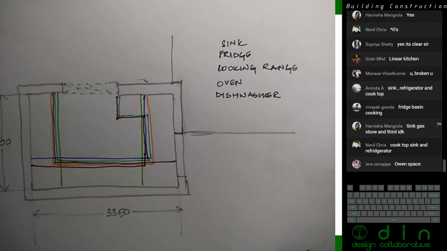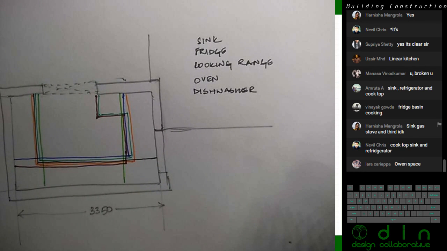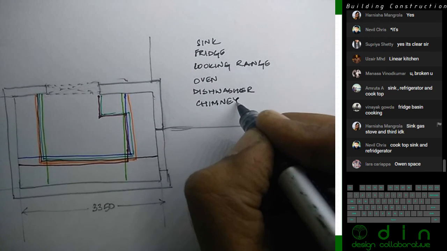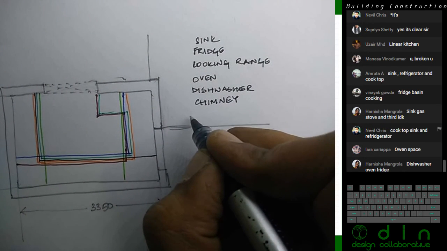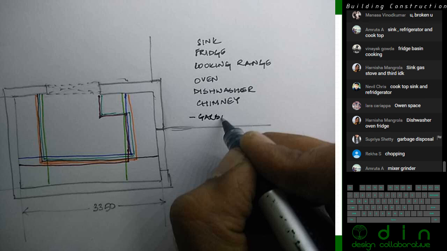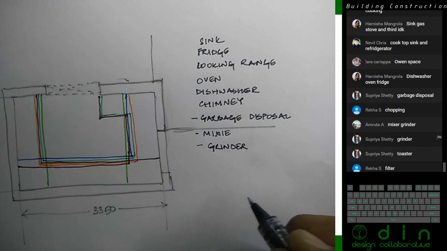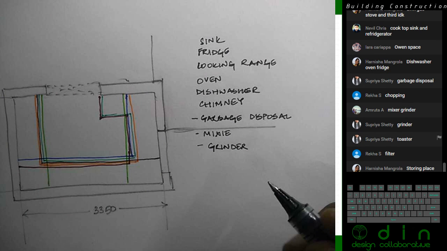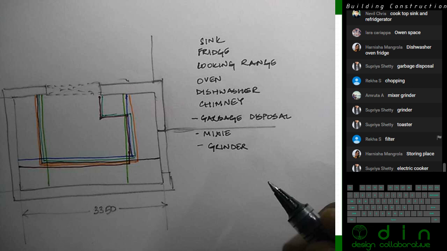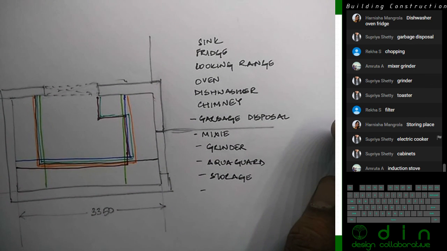What are the different things that we have to put in, not just the appliances? Those who were here yesterday, just try to recall quickly. Chimney. What else? Garbage disposal, mixie grinder. Water filter, let's call it AquaGuard. Then storage, lots of storage. Induction stove, I'm just going to say that's part of the cooking range for now, as we are not designing for a separate induction stove. A drying rack, yes.